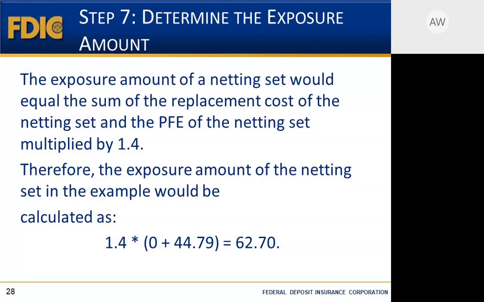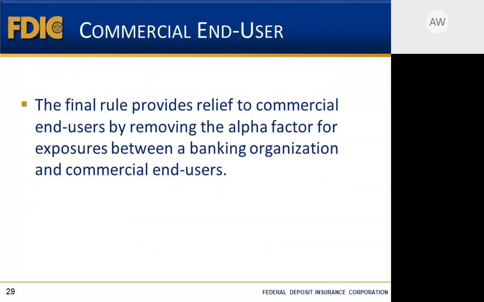So if I haven't put you to sleep yet, let's look at some other provisions of the rule that deal with counterparty credit risk. I mentioned a number of times that the rule introduces the concept of commercial end users. The final rule provides relief to commercial end users by removing the alpha factor for exposures between a banking organization and commercial end users. For most derivative contracts, the alpha factor equals 1.4. However, no alpha factor applies to derivative contracts with commercial end user counterparties.